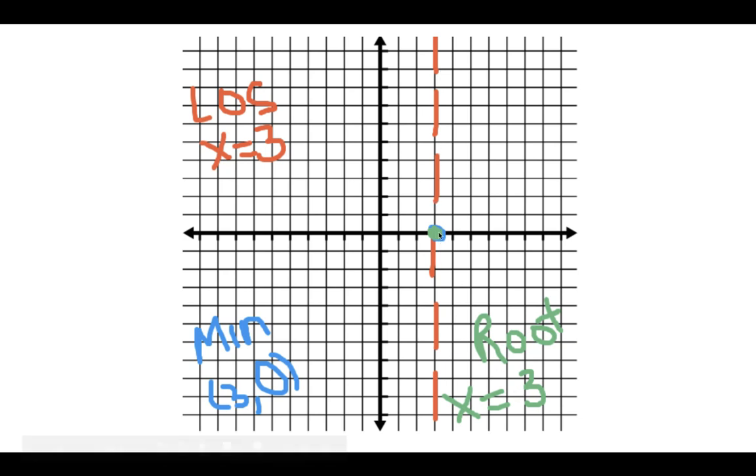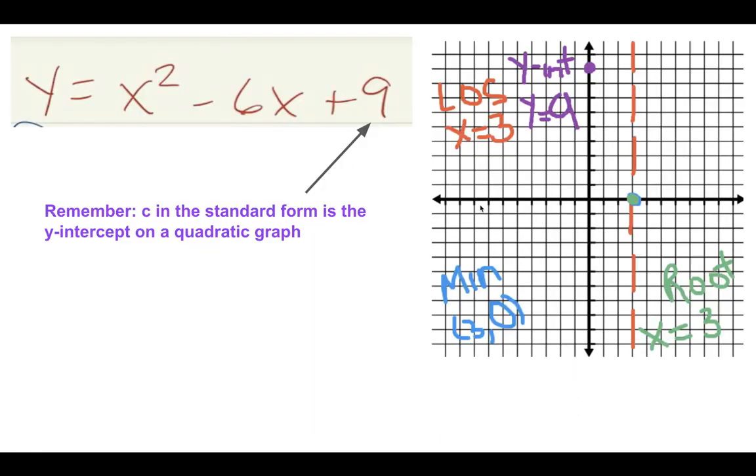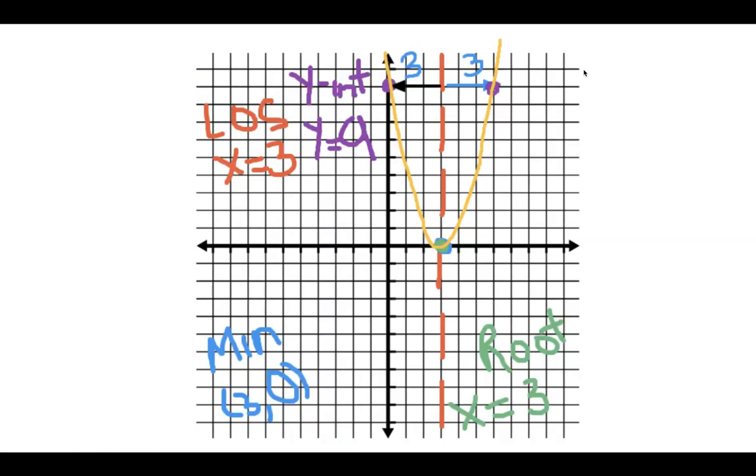Okay, so I don't have a parabola yet that I can sketch. Remember we talked about a while ago that the C in a standard form graph is the y-intercept. So I put a dot at the point 0, 9, the y-intercept. Because this is the line of symmetry, the y-intercept is 3 units to the left of the line. To find a second point in the parabola, I will go 3 units to the right. Now I have 3 points I can graph to create my parabola.